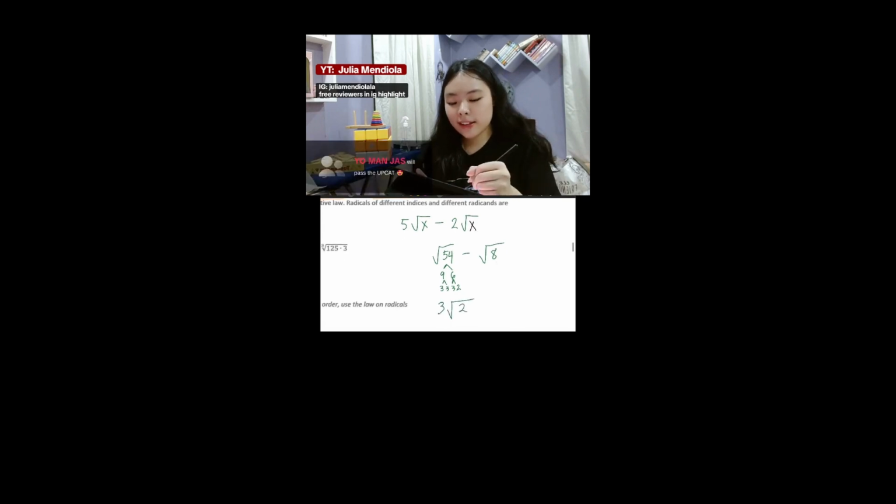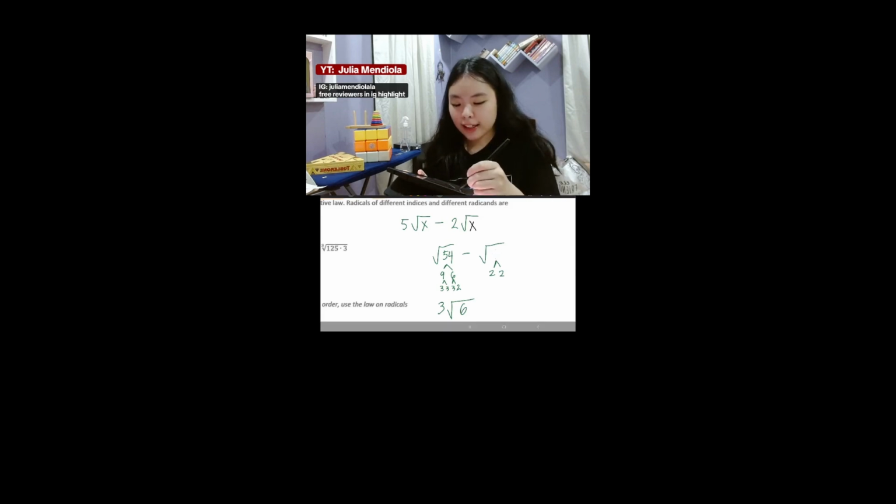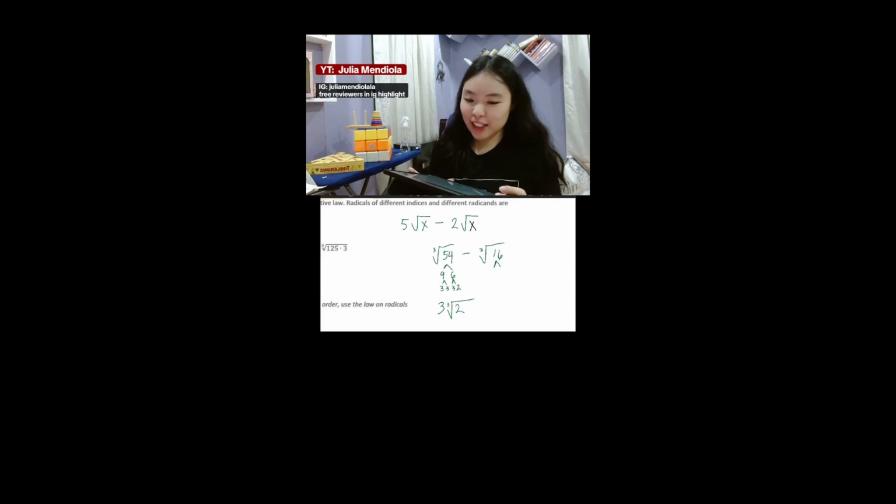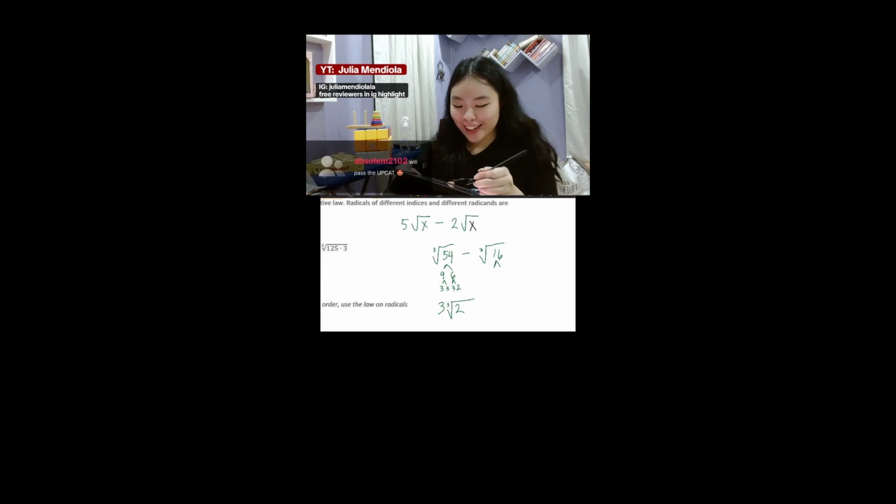Tapos, itong 8 naman ay 2 times 2. Square root pala. Hala, hindi pala same. Joke lang yan. Baguhin natin ang question: 3 cube root of 2. Okay? Binago ang question. Tapos, itong 16 is 2 times 2 times 2 times 2.